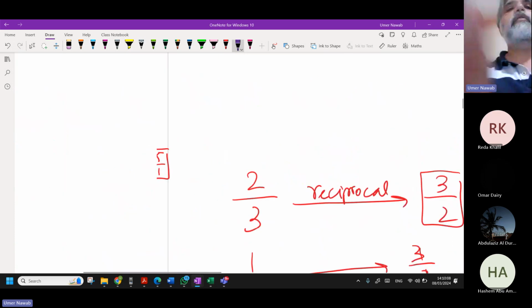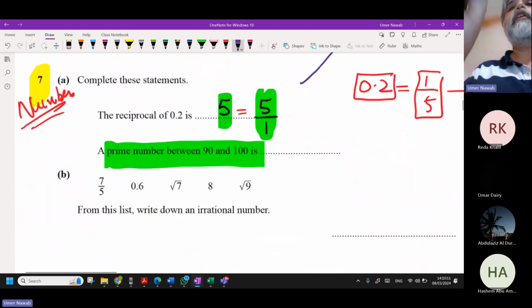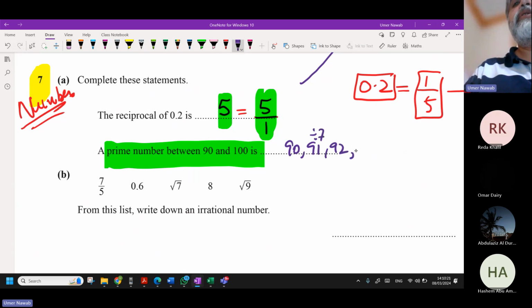Anyways, guys, you must know the prime numbers. And from 90 to 100, I will say not 90, not 91. 91 can be divided by what? 91 divided by 7. So not 92, not 93 can be divided by 3, not 94, not 95. 94 can be divided by 2, 95 can be divided by 5, 96, it can be divided by 2.